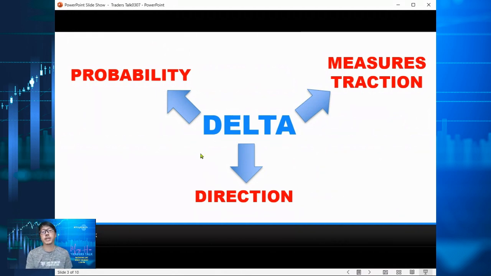Delta represents probability, and it also measures traction, and the other one is direction. I will explain what this probability, this traction, and also direction are, and basically how this applies into our trade.